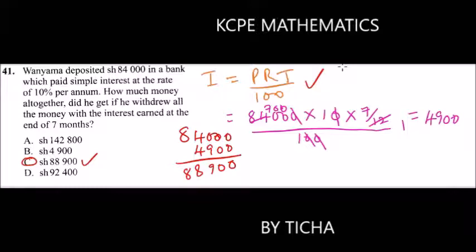But you realize here that Wanyama did not wait for the end of the year to get it. So if he had waited for the end of the year, he would have gotten 10%. So that's how you do that question.